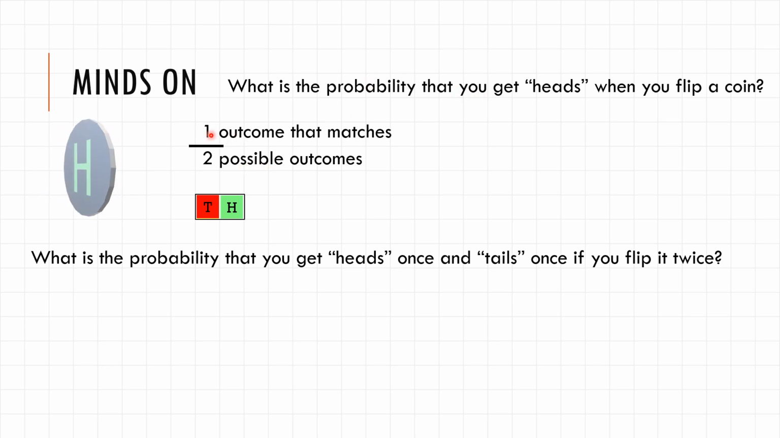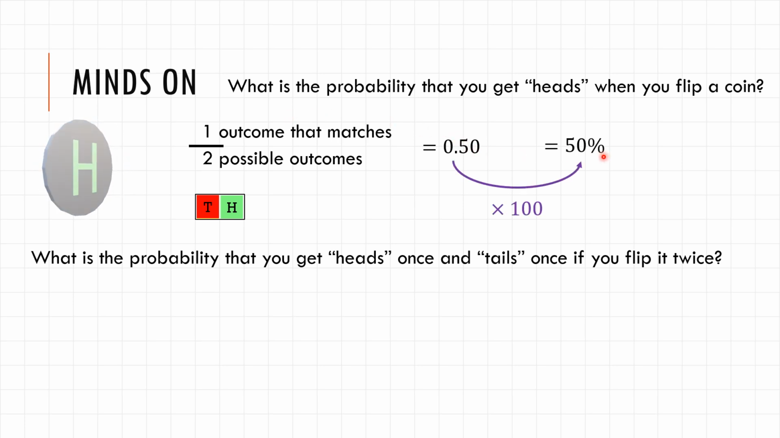If we take 1 and divide it by 2, that gives us 0.5. So this is a fraction, 1 over 2, expressed as a decimal would be 0.5. And then expressed as a percentage, we just multiply it by 100 to get 50%. So there are three different ways of expressing the probability of getting heads when I flip a coin: 1 over 2, 0.5, or 50%. And of course, those are using numbers. There's also this fourth way, which is a probability space.